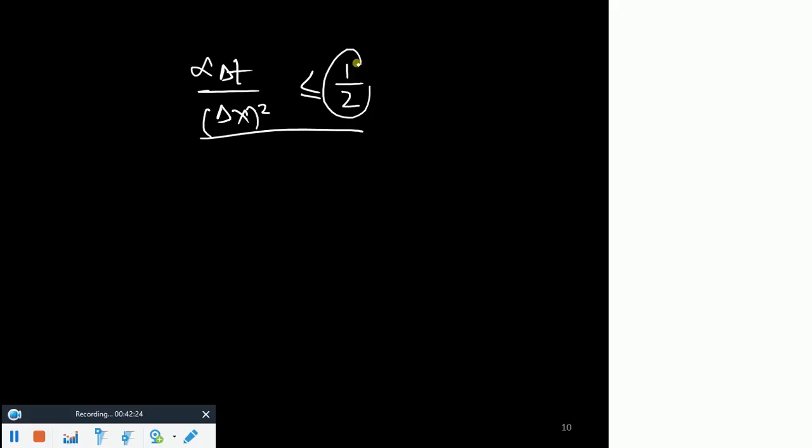Half and 1. I'm sorry, I could not understand your question. This is alpha delta T by del X square. Okay, 0.5 and 1. Still it would be unstable. Why? Because even if you go to 0.51, you would see there would be instability. You would see that. Okay? So I hope I've made all the points clear.